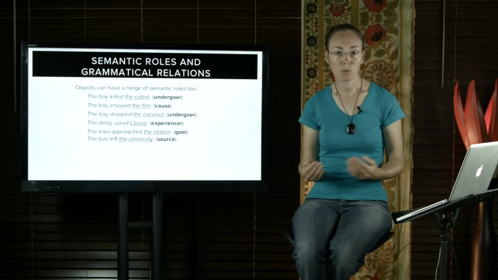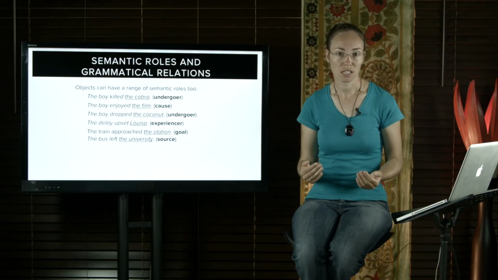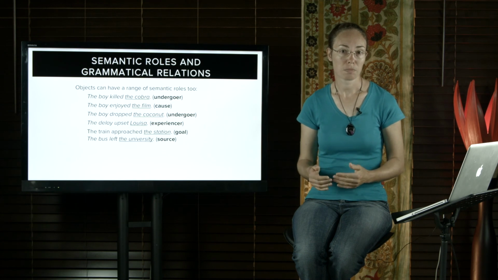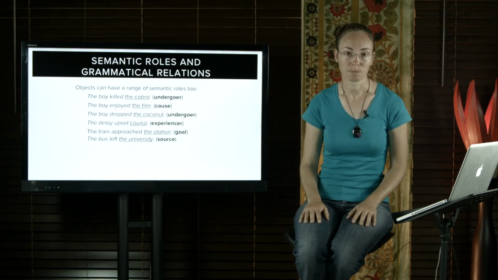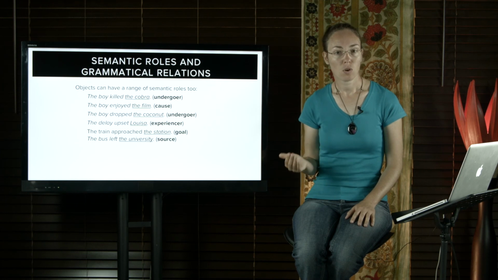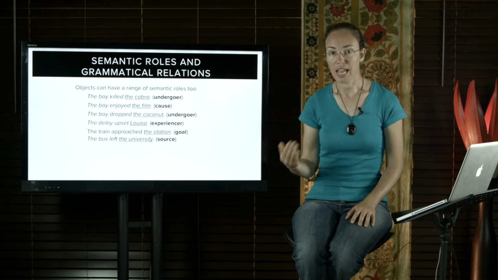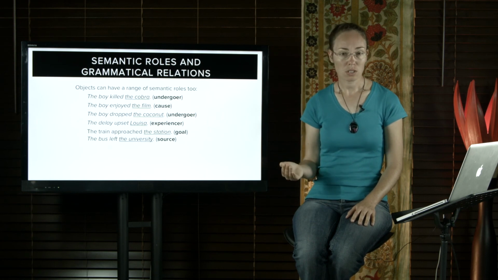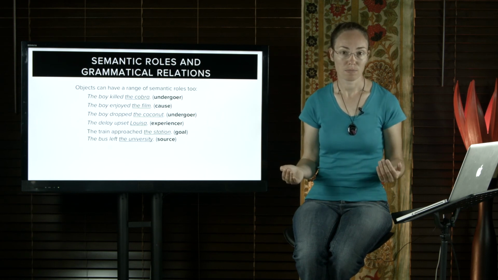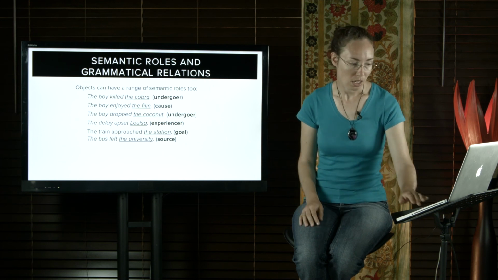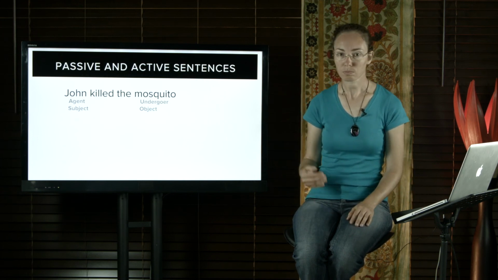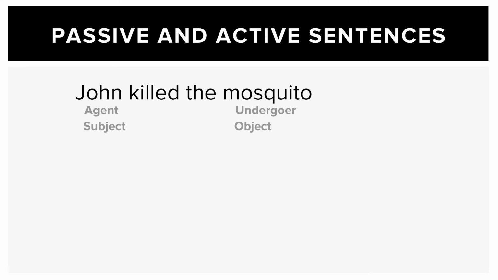Languages have quite a few ways of changing the argument structure of a sentence. One important way is by using a passive construction. In sentences with an ordinary transitive verb like kill or bite, the subject is an actor. And the object also has a semantic role. It is an undergoer. For example, in a sentence like John killed the mosquito, John has the semantic role of agent and the grammatical relation of subject, while the mosquito has the semantic role of undergoer and the grammatical relation of object.